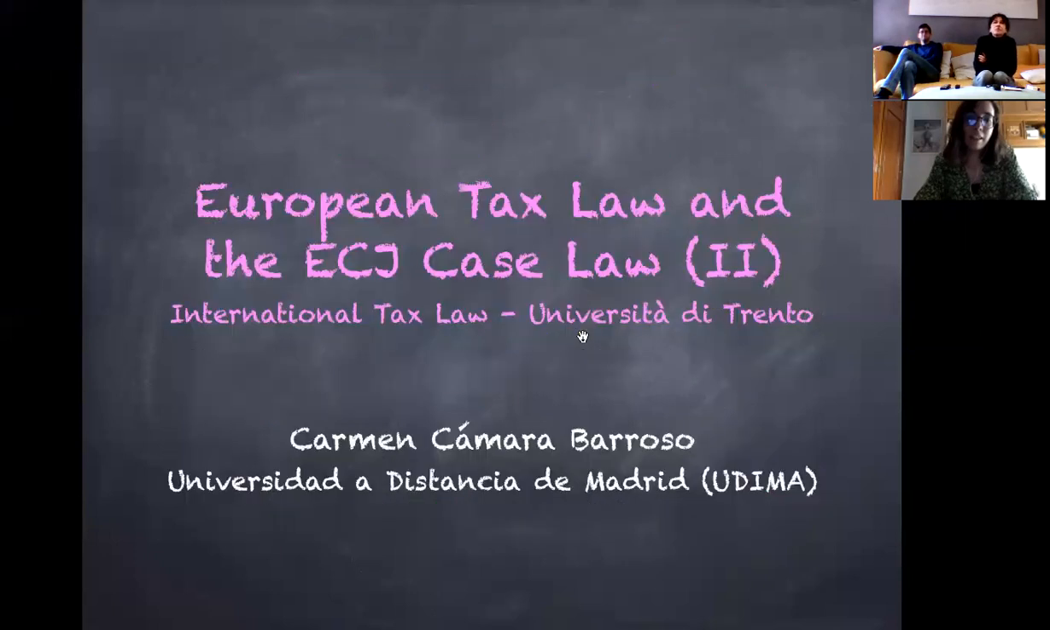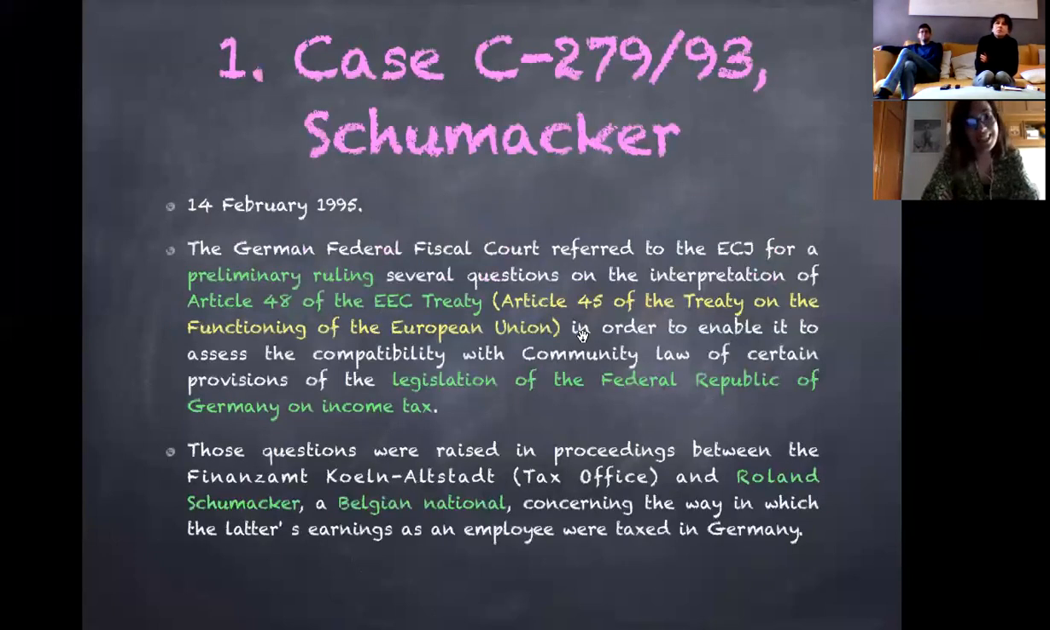The ECJ case that appears in 1995 was related to a preliminary ruling presented by the German Federal Fiscal Court, in which the main question was the interpretation of Article 48 of the treaty establishing the European Economic Community. And nowadays, this free movement of workers is inside Article 45 of the Treaty on the Functioning of the European Union.